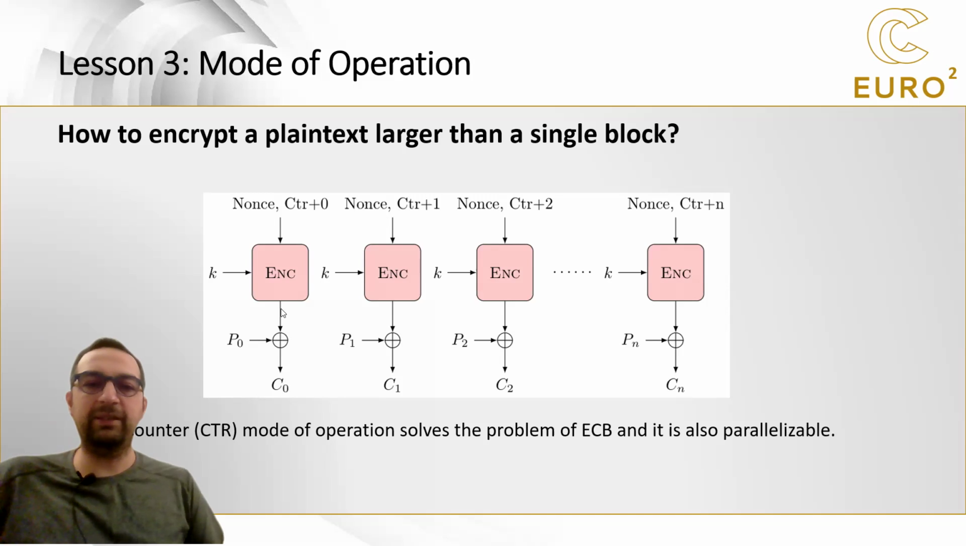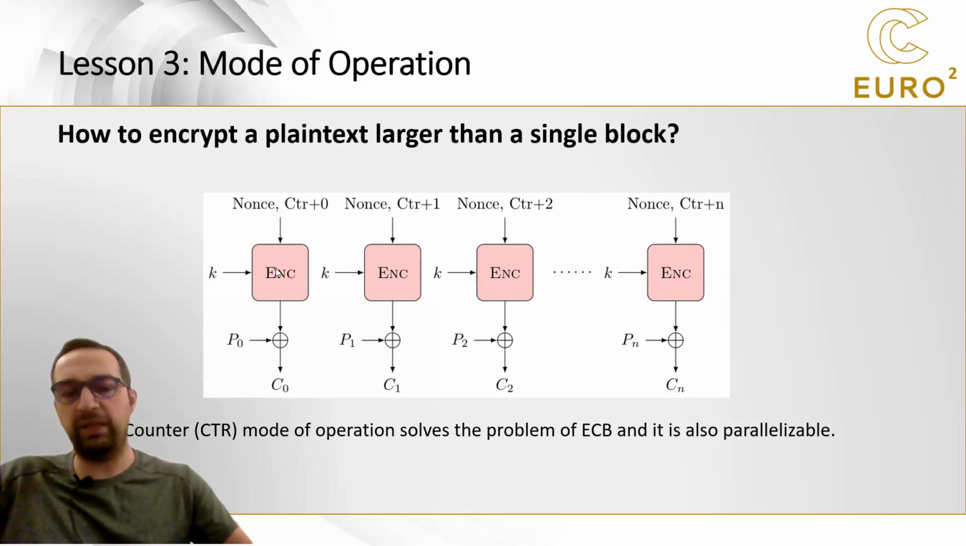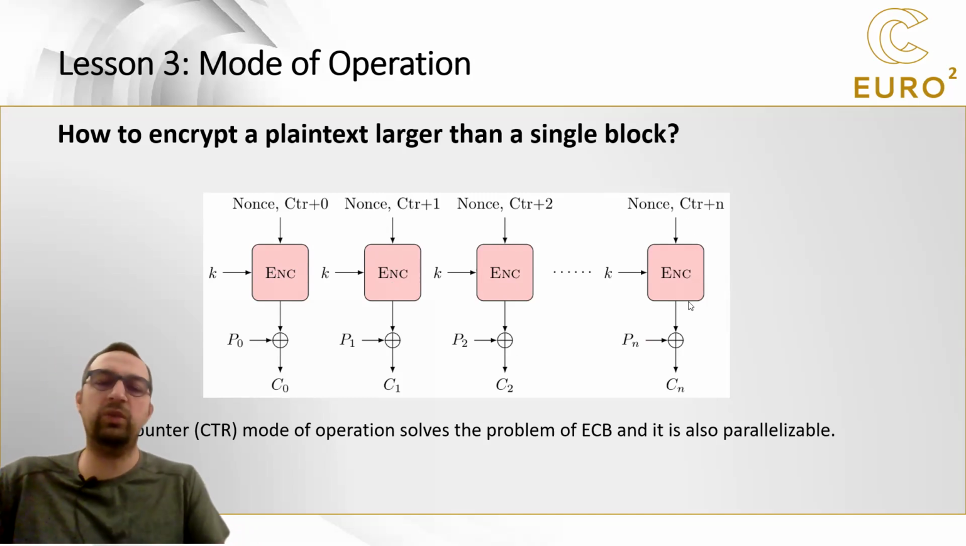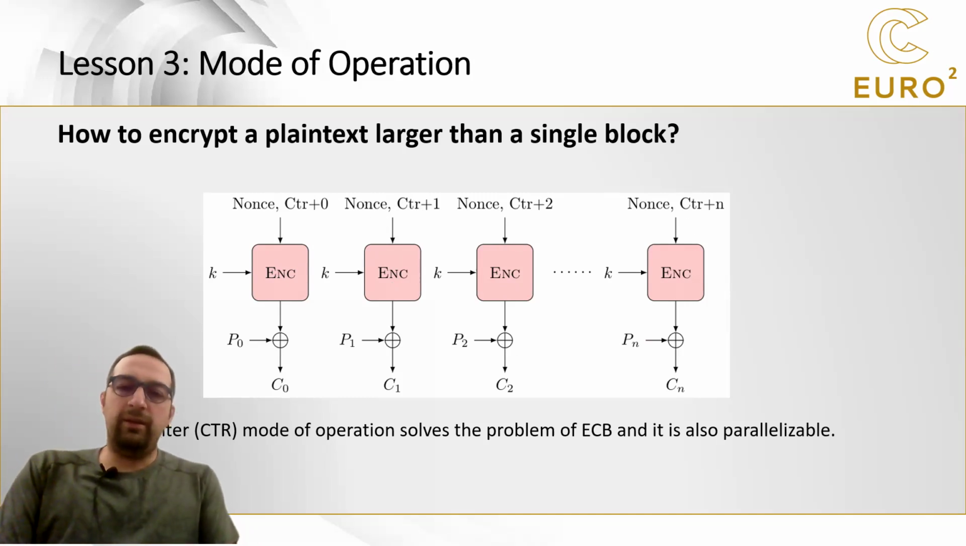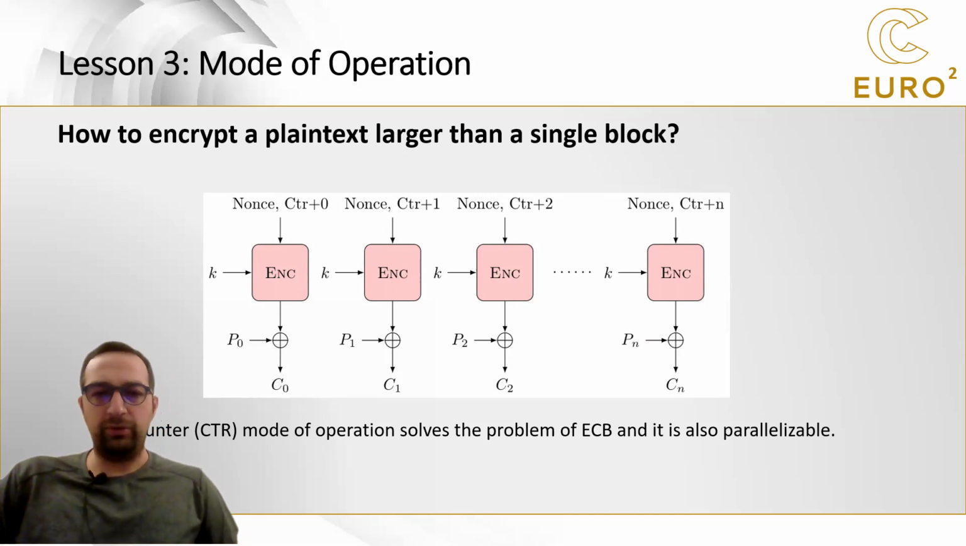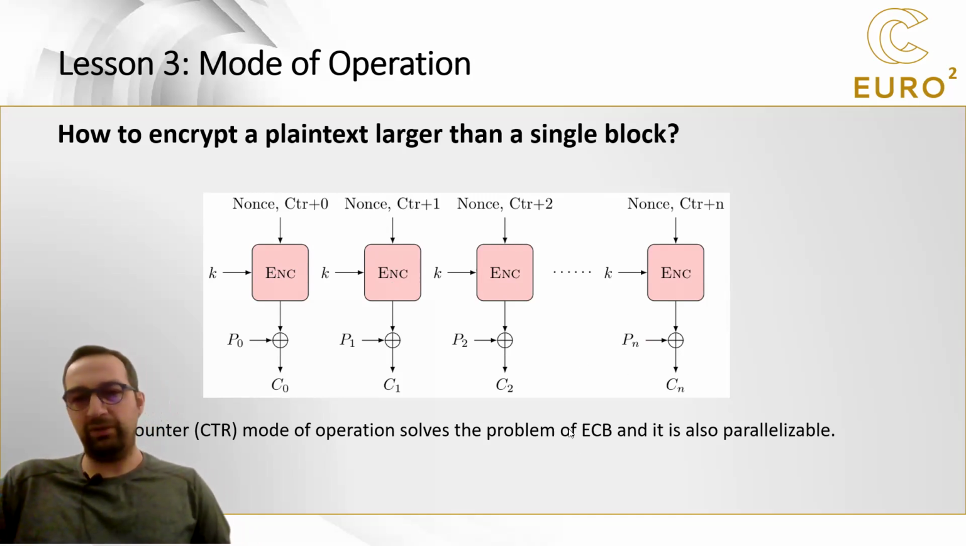So this is a little bit different because we don't have P's at the top. Instead, we are encrypting some values. And as you can see, there are no connections between these parts because here we simply increment the counter by 1 and encrypt it, increment it again and encrypt it and so on. So this way we have parallelization. And we also solve the problem of ECB, where same plain text blocks are encrypted to same ciphertext blocks.